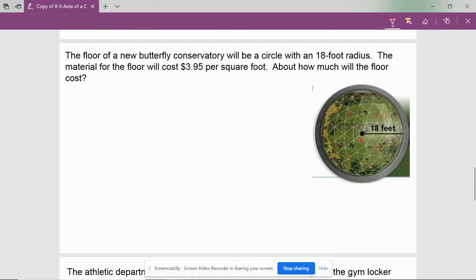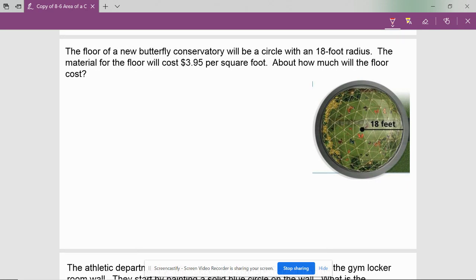The floor of a new Butterfly Conservatory will be a circle with an 18-foot radius. The material for the floor will cost $3.95 per square foot. About how much will the floor cost? We have a couple things in here. One, we need to find the area of the circle so that we know how much square footage of floor material we need.